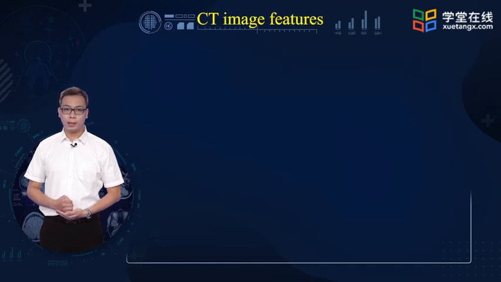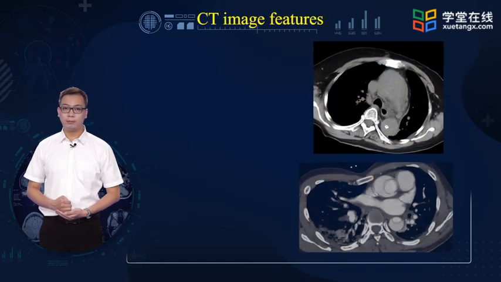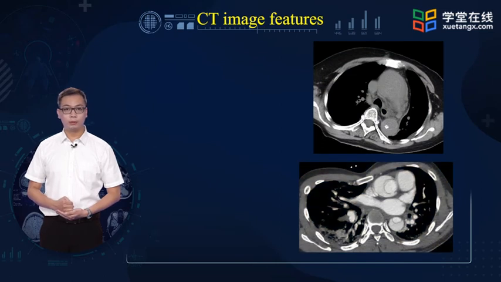CT, especially CTA, is the investigation of choice. It is able not only to diagnose and classify the dissection, but also to evaluate distal complications. Its reported sensitivity and specificity are nearly 100%. Let's summarize the CT image features of aortic dissection.